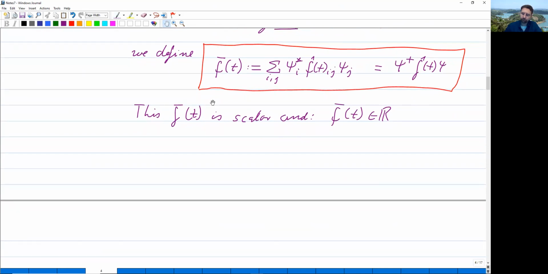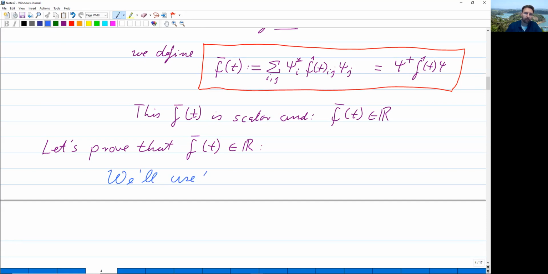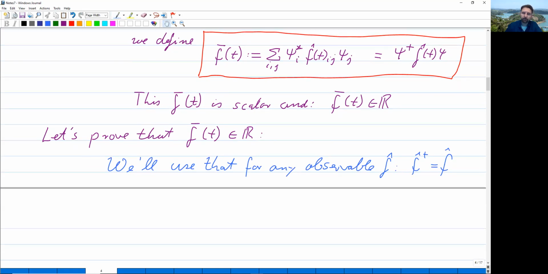Now let's prove that. Let's prove that f bar of t is real. Now we'll use that for any observable f hat, we have that f hat dagger is equal to f hat. This is by definition what an observable is. So we will use this. Now let's calculate.